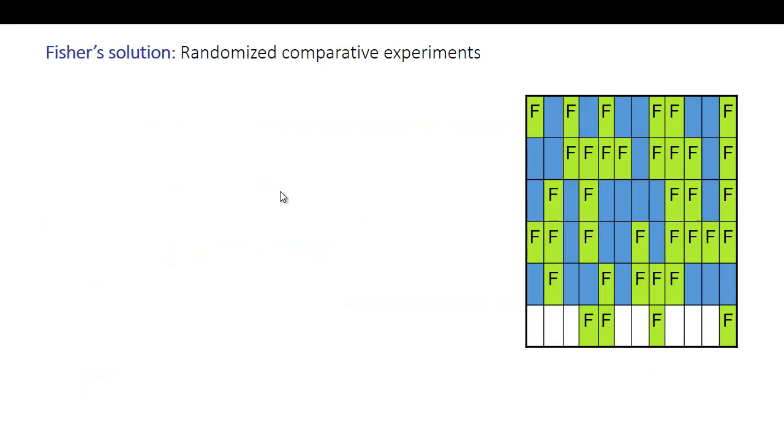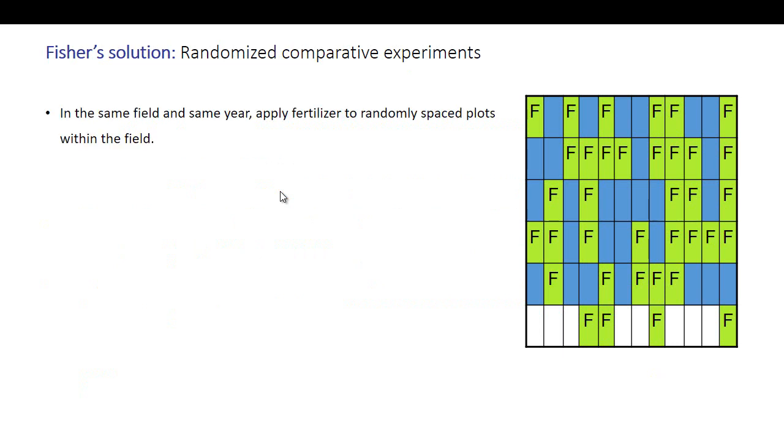So here is Fisher's solution. What he suggested is what we call a randomized comparative experiment. In the same field, same year, apply fertilizer to randomly spaced plots within the field, and analyze plants from similarly treated plots together.